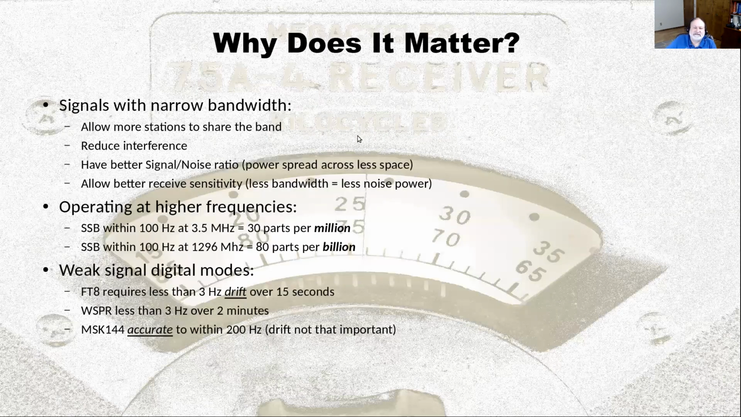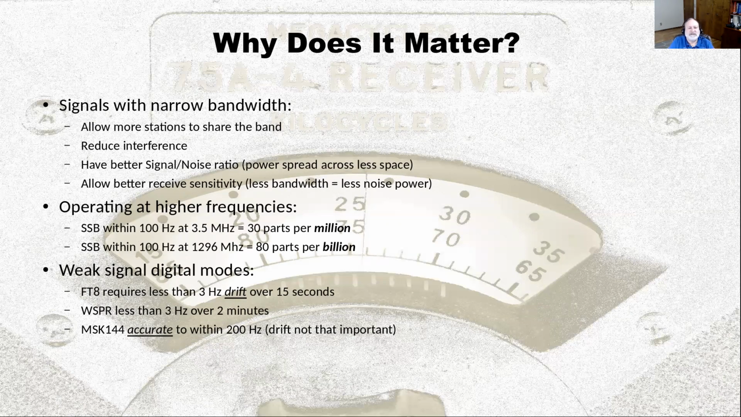So why does all this accuracy and stability stuff matter? Well, signals with narrow bandwidth allow more stations to share the band, and that reduces interference. They have better signal to noise ratio because the power is spread across less space. If I have a 100-watt transmitter and it's generating power in a 10 kilohertz spectrum, that's a lower density than if that same 100 watts is spread across only 100 hertz. So the narrower signal has better power versus the noise that's out there in the universe.